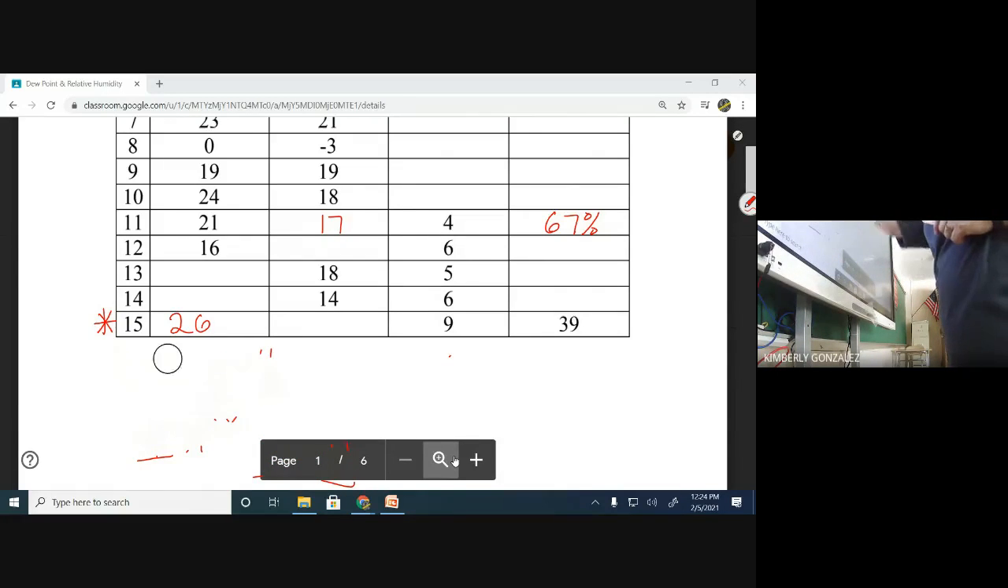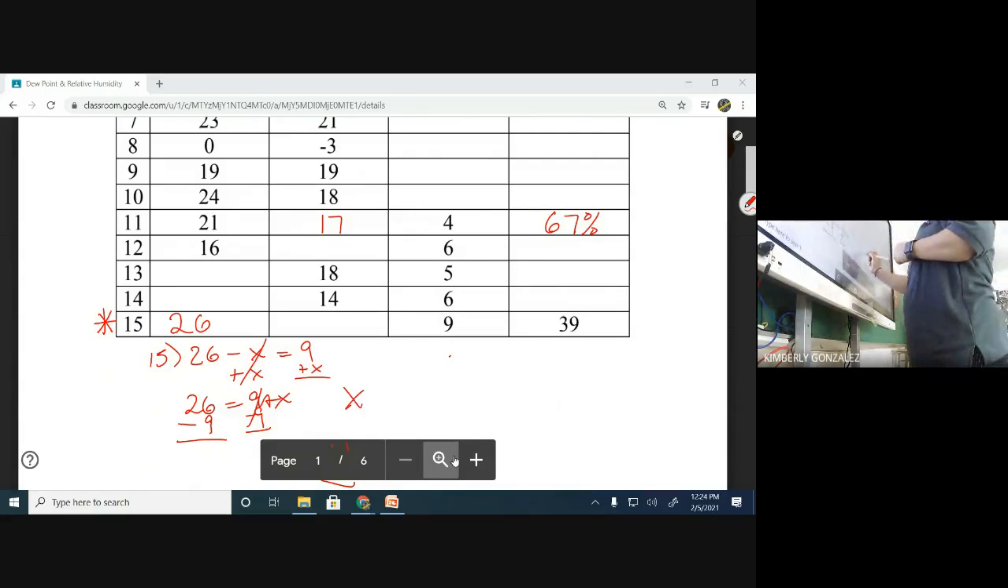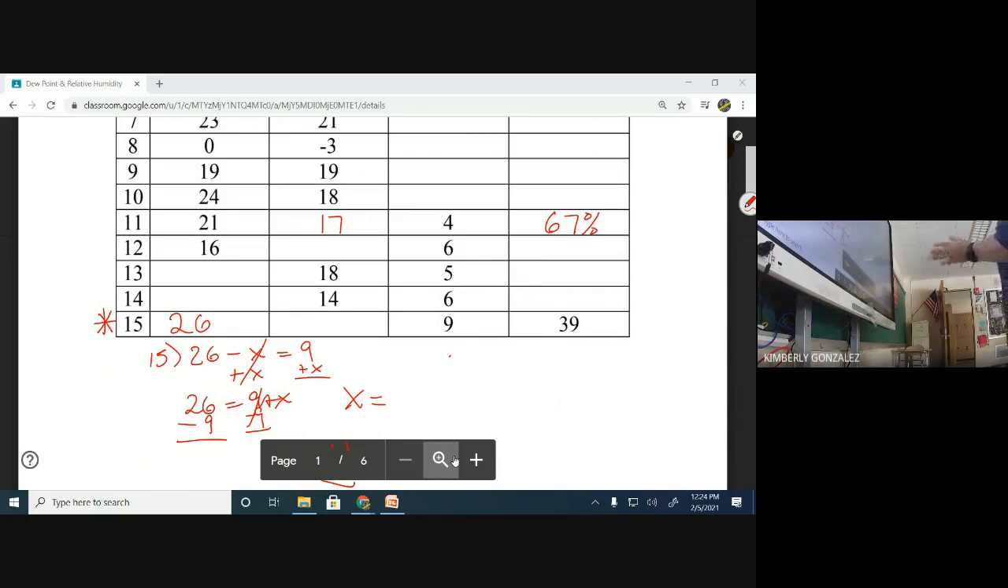When I set this up for 15, I have 26 minus x equals 9. I add x to both sides. Simple algebraic equation: 26 equals 9 plus x. I subtract 9 on both sides, and x is equal to what? What plus 9 equals 26? 17.